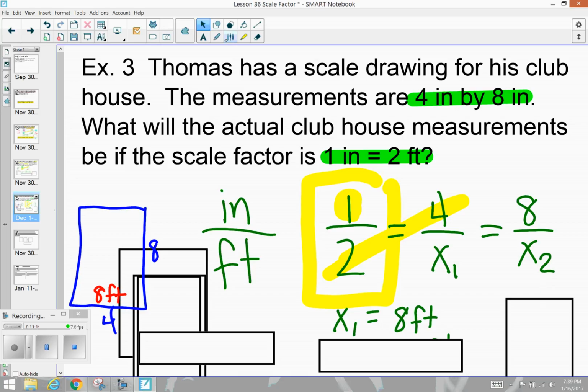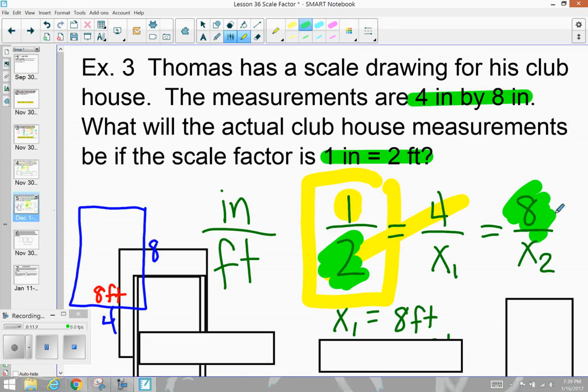Okay, you are going to cross multiply. What are we cross multiplying? That's right. 2 and 8 this time. What are we going to divide by? Very good. We're going to divide by 1.